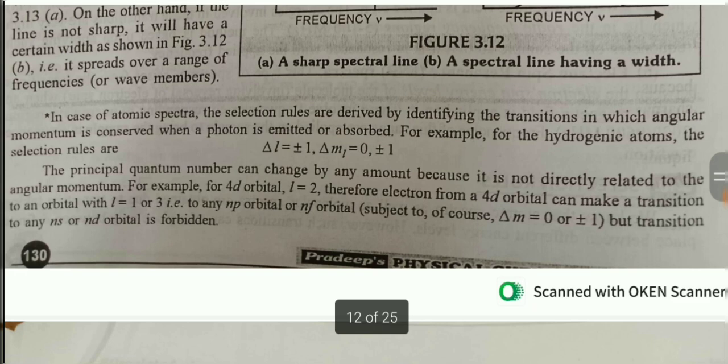In case of atomic spectra, the selection rules are derived by identifying the transitions in which angular momentum is conserved when a photon is emitted or absorbed. For example, for the hydrogenic atoms, the selection rules are Δl = ±1, Δml = 0 or ±1. The principal quantum number can change by any amount because it is not directly related to the angular momentum. For example, for 4D orbital, l = 2. Therefore, an electron from a 4D orbital can make a transition to any nS or nD orbital is forbidden.